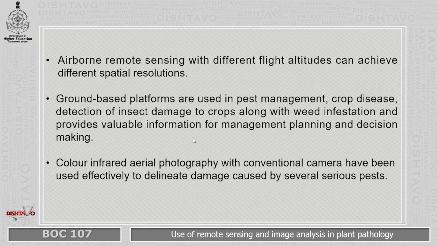Airborne remote sensing with different flight altitude can be achieved by different spatial resolution. Now, ground-based platforms are used in pest management, crop disease detection, detection of insect damage to crops along with weed infestation, and provide valuable information for management, planning and decision making. Now, color infrared aerial photography with conventional camera has been used effectively to check the damage caused by several pests.